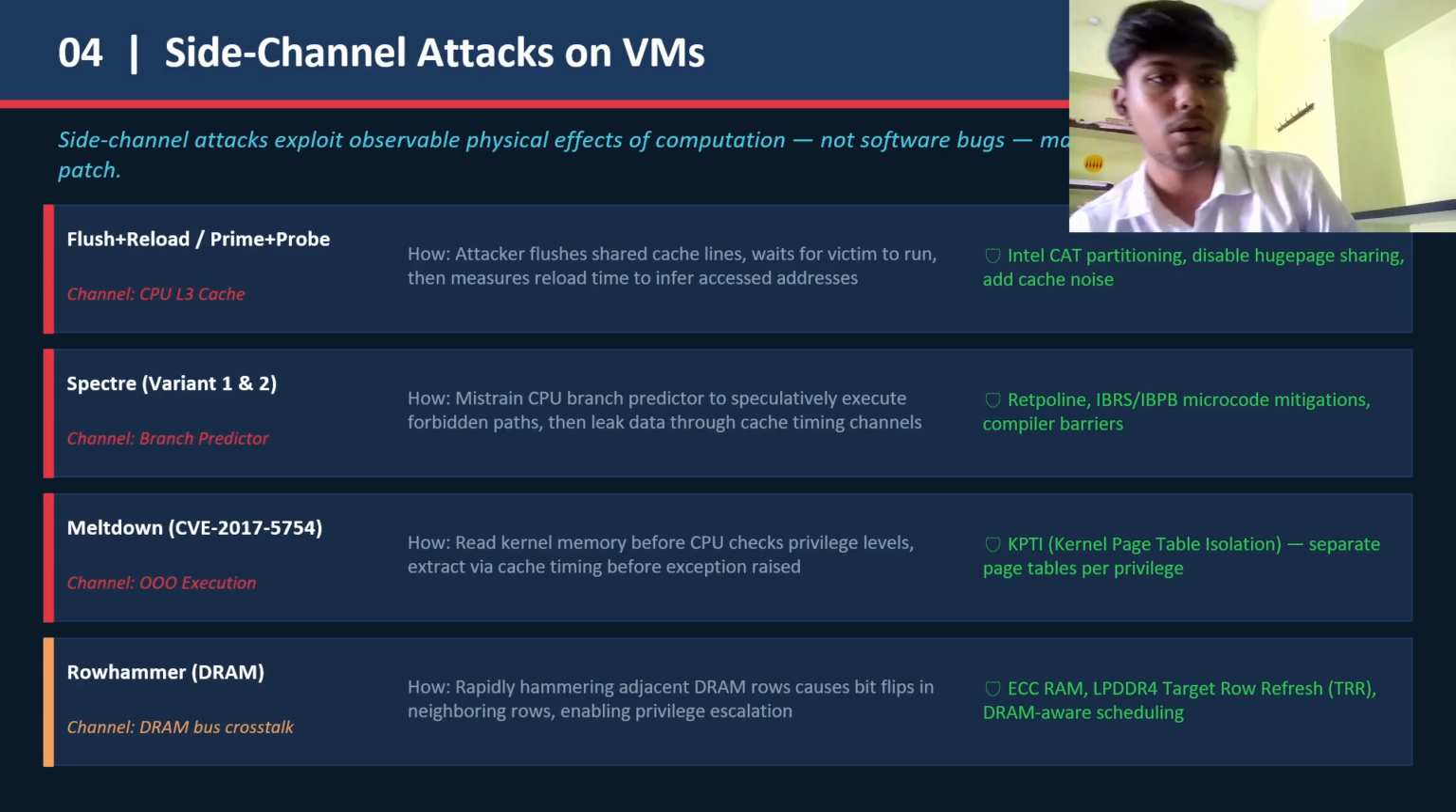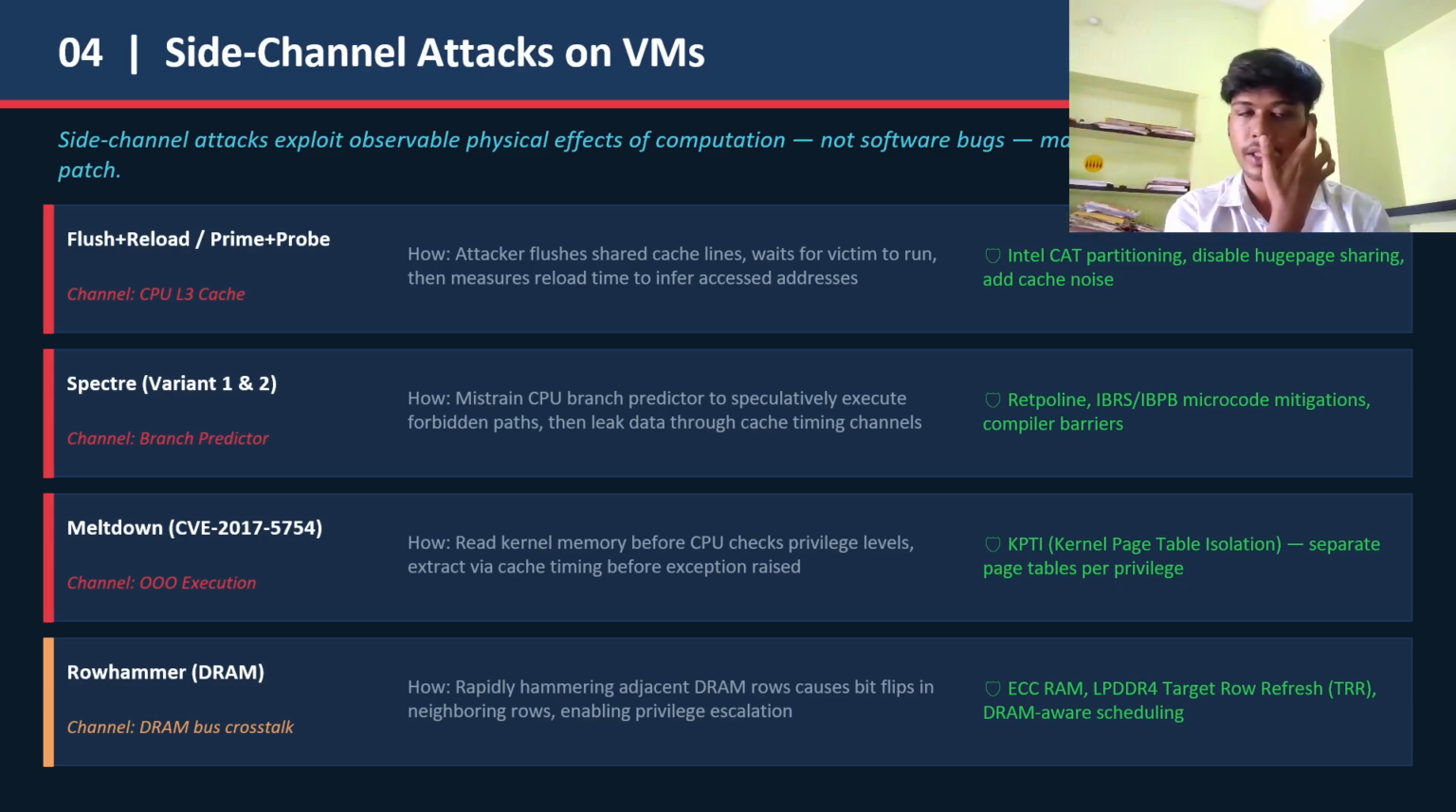Meltdown. Meltdown is the out-of-order execution attack. Then there is Rowhammer, which is the DRAM attack. This one attacks the physical hardware itself, not software at all. So this is Rowhammer.